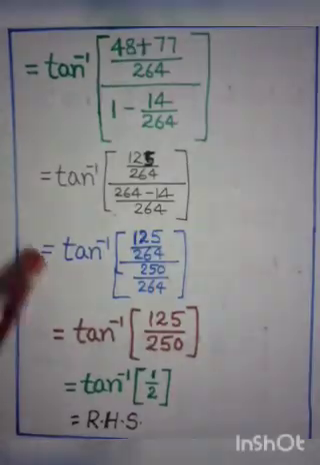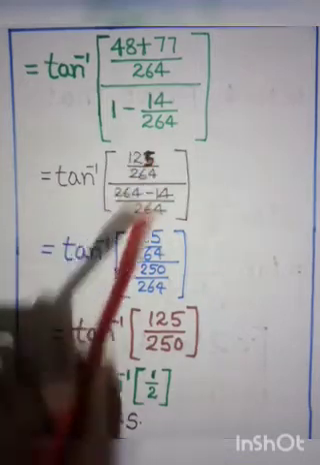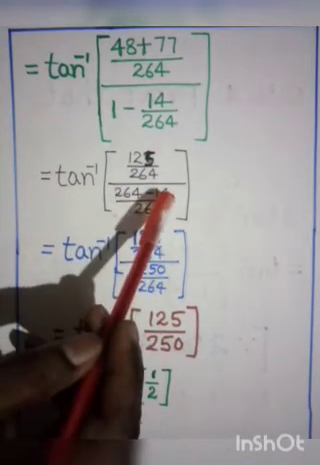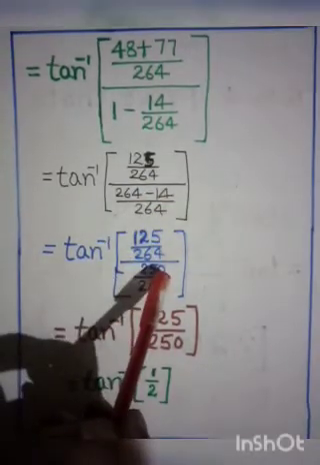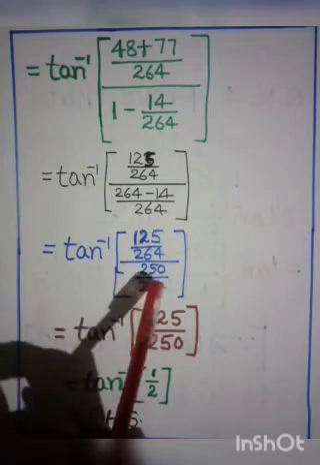That is equal to tan inverse of 125 by 264 whole divided by 264 minus 14. What do you get here? 250 by 264. Understood this step, my dear children?